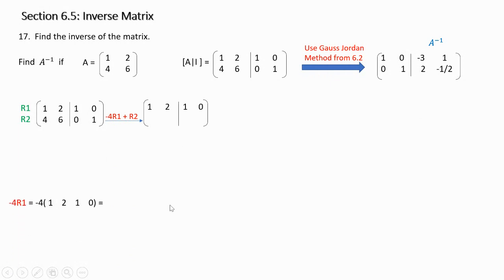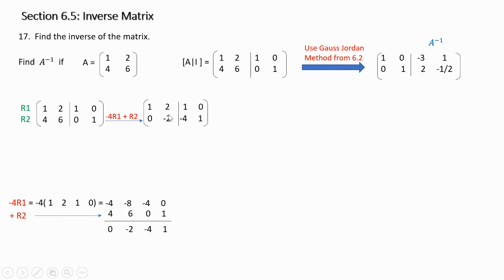And here's my work. It's going to give us -4, -8, -4, and 0, plus row 2 gives us 4, 6, 0, 1. When we add them, we get 0, -2, -4, and 1. Here, guys, it's not wise to divide everything by -2 because this is a 1 there. And then if we do that, it's going to give us a fraction. So we try to eliminate the fractions as much as we can. So that's my new row 2.